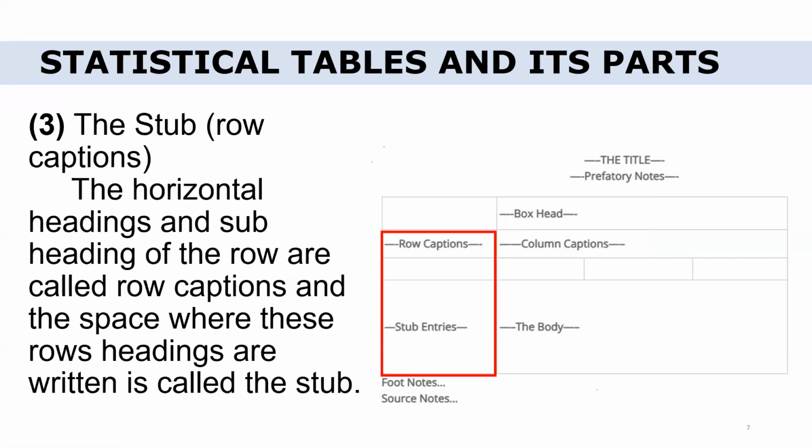The third is what we call the stub or the row captions. The horizontal headings and subheadings of the row are called row captions, and the space where these row headings are written is called the stub here. So this one is going horizontal.